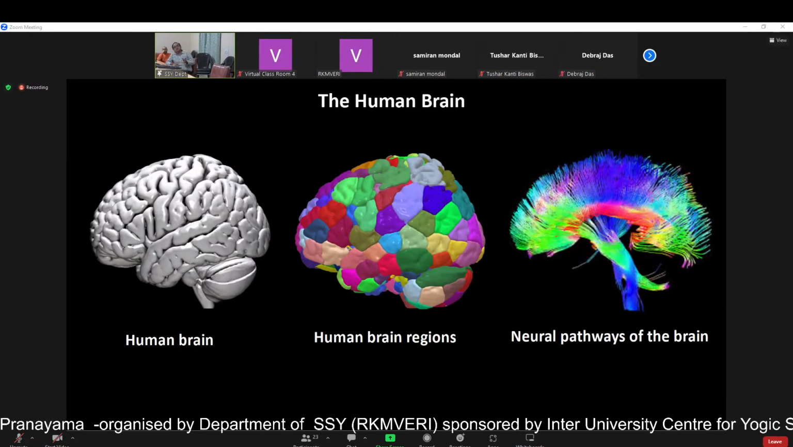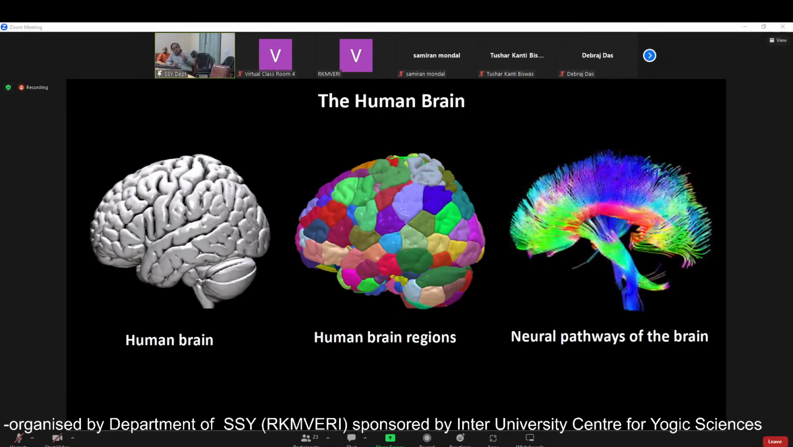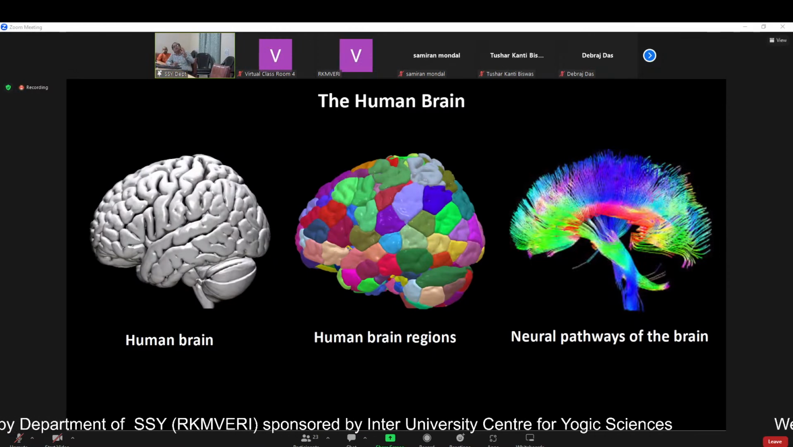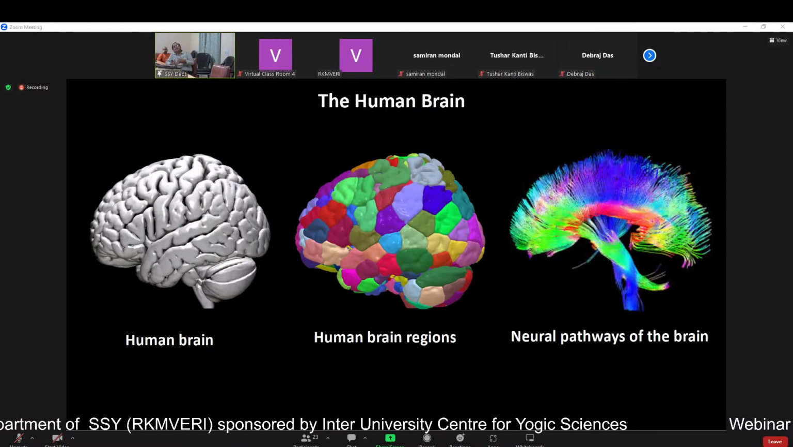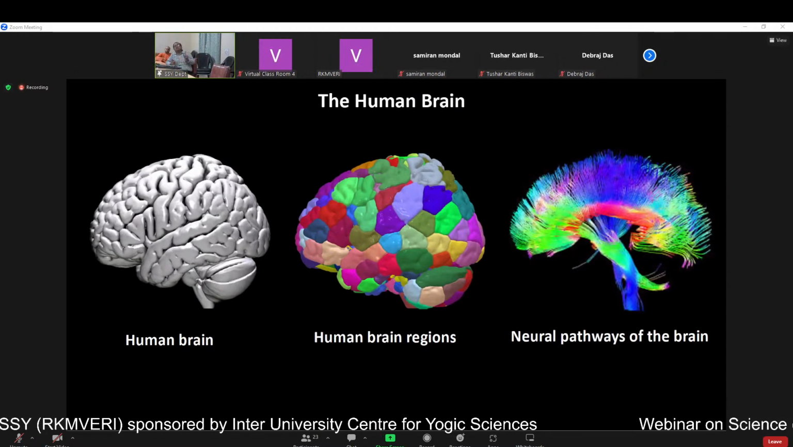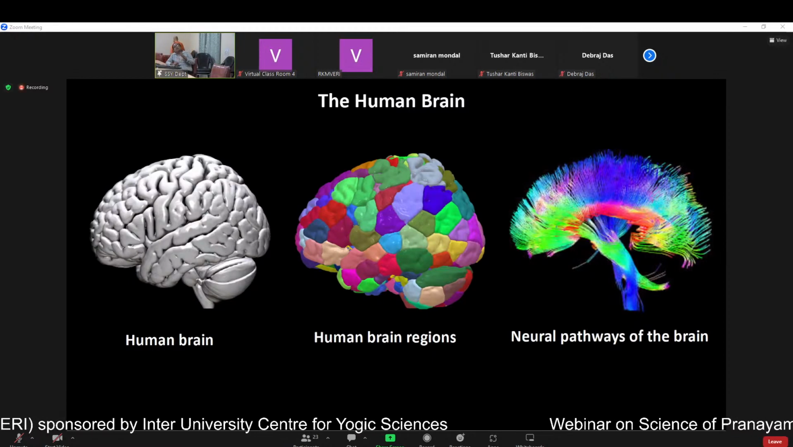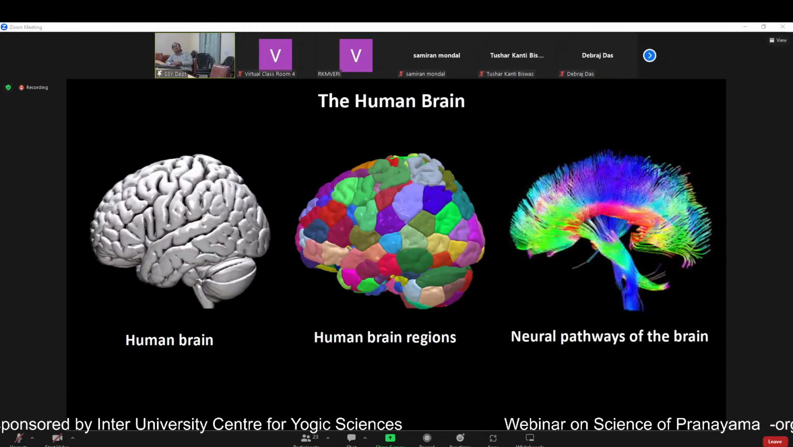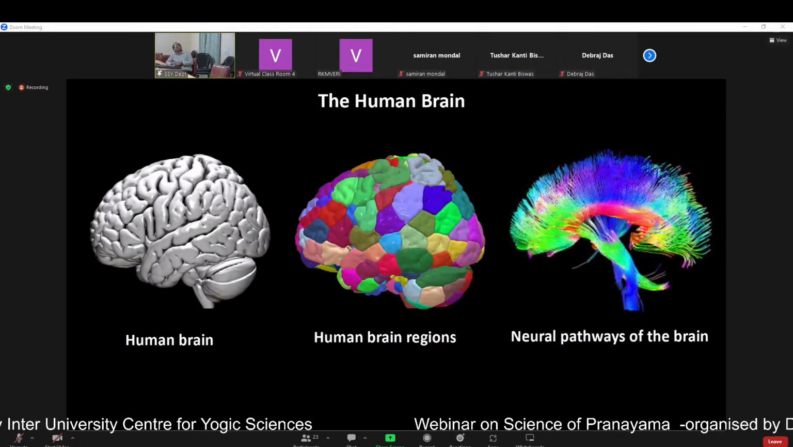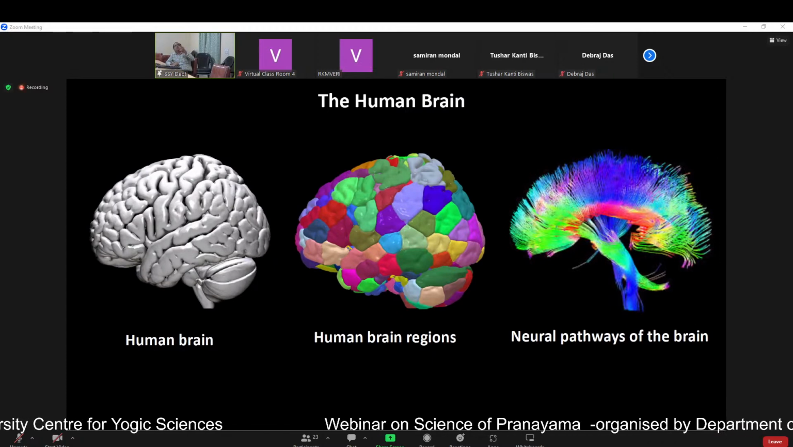In the next figure, you can see different colored patches in the brain. Those are basically pseudo colors. Each of those colored patches is called a brain region. So we have many brain regions, and those brain regions communicate with each other using electrical signals. How does that communication happen between different brain regions? On the right-hand side, you can see neural pathways of the brain. The brain regions use those neural pathways to communicate with each other.